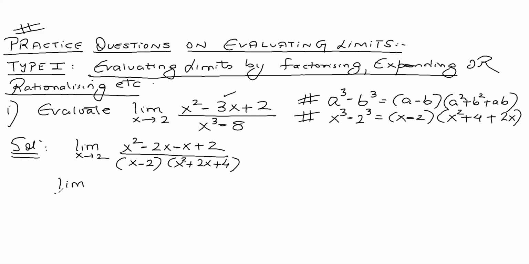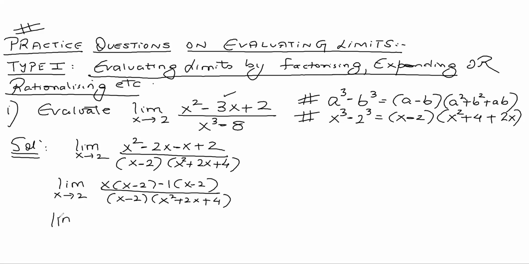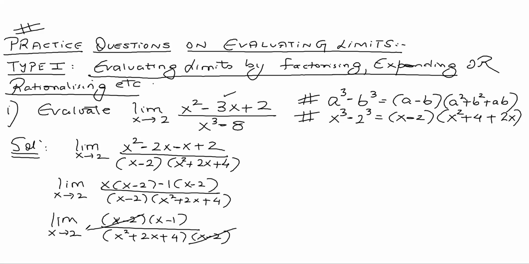Now if I further evaluate it, numerator x into x minus 2 minus 1 into x minus 2, on the denominator is written as it is. Okay. If I further evaluate, x minus 2 into x minus 1 upon x square plus 2x plus 4 into x minus 2. Guys, this and this cancel out.